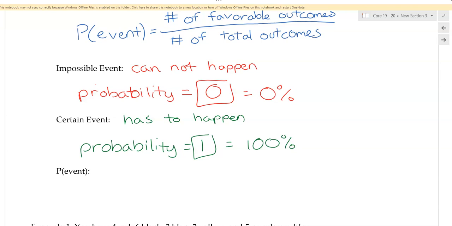Okay? So then any other event has to fall between 0% and 100%. You cannot have something have 150% probability of happening. What this will really help you with is checking your answers on quizzes, tests, and homework. If you get a probability that is greater than 100%, it's wrong. Sorry, but your answer is wrong. And if you get a negative, it's wrong. So knowing that it has to be between 0% and 100% can help you check some of your answers.